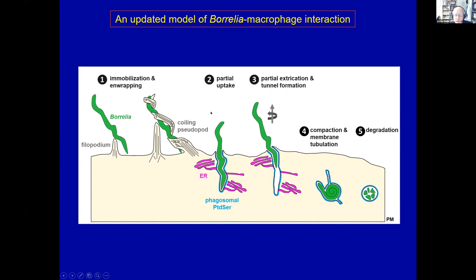And what we think happens in between, at a certain portion of partial uptake events, is that although they are being partially internalized in phagosomes, as long as a part of the Borrelia is still outside, it might be able to lead to a propulsion event, and the Borrelia might try to extricate themselves partially or fully and lead then to the formation of these Borrelia-devoid membrane tunnels that still retain their contact to the ER that you usually see only at these fully formed phagosomes.